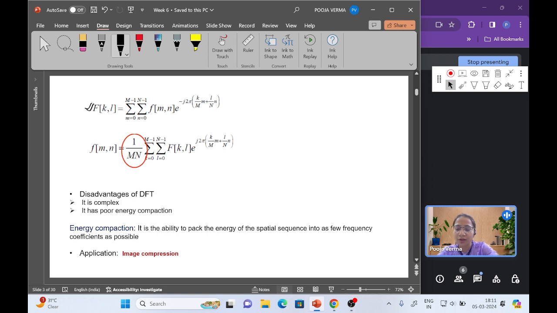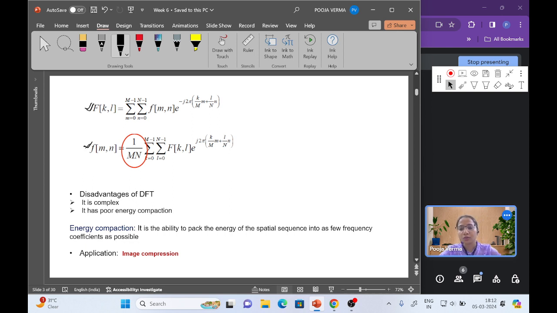And to find the inverse signal, the inverse DFT of the two-dimensional discrete Fourier transform is f of m, n equal to 1 by M N, where M and N are the finite duration signal or finite duration pixels. Here also summation k equal to 0 to M minus 1 and summation l equal to 0 to N minus 1 of F of k, l times e to the power j 2 pi (k m by M plus l n by N).